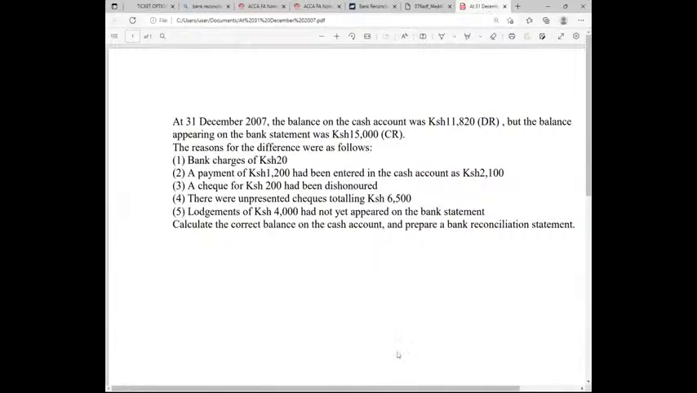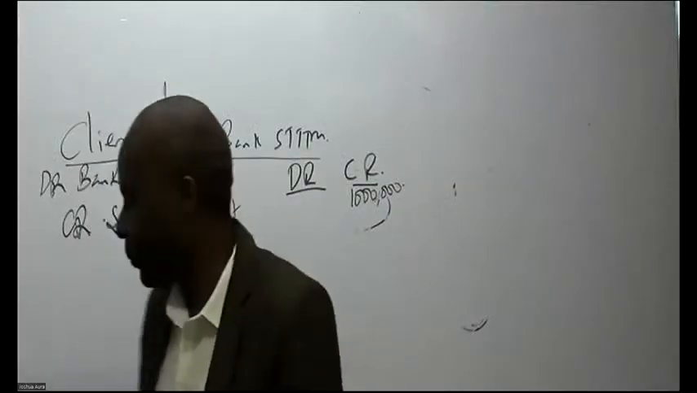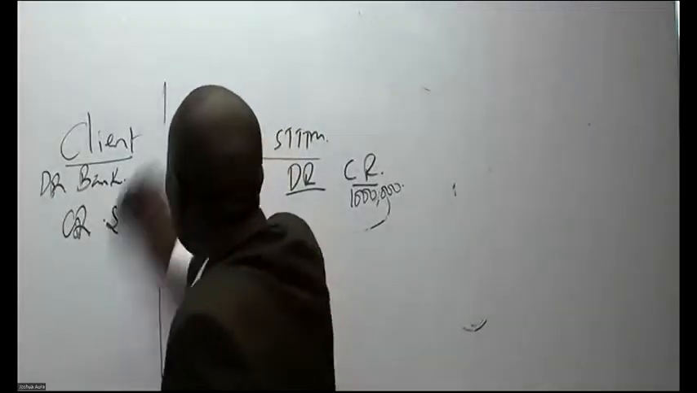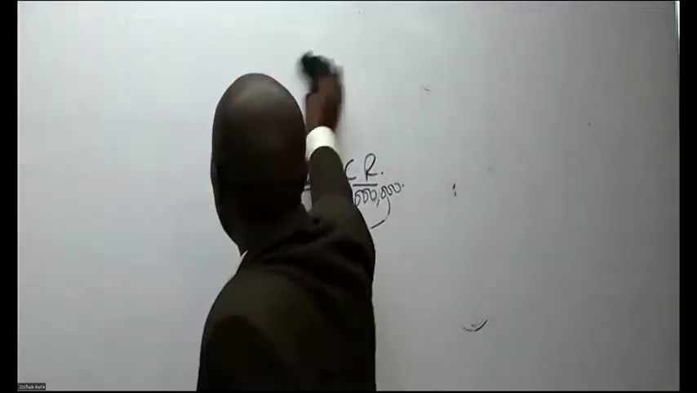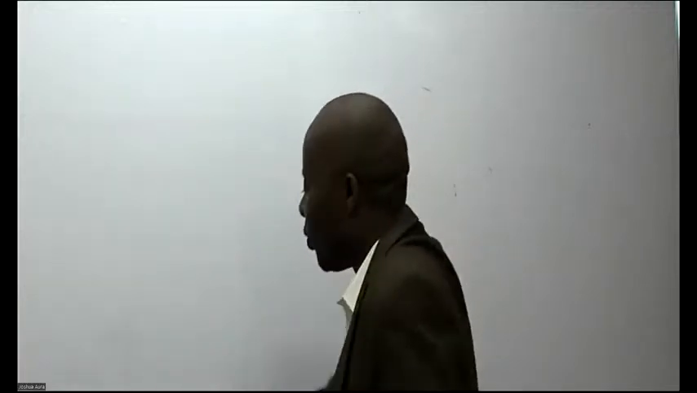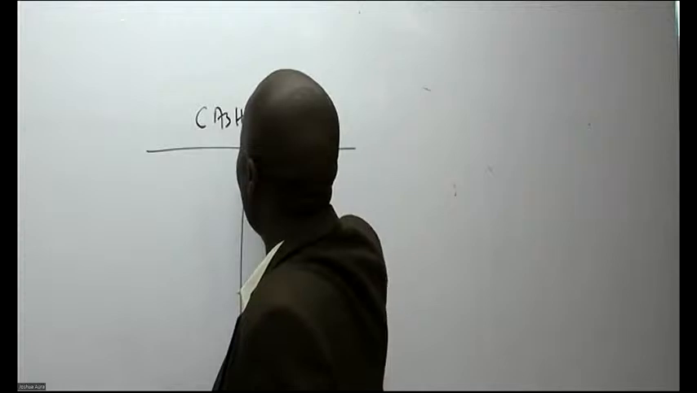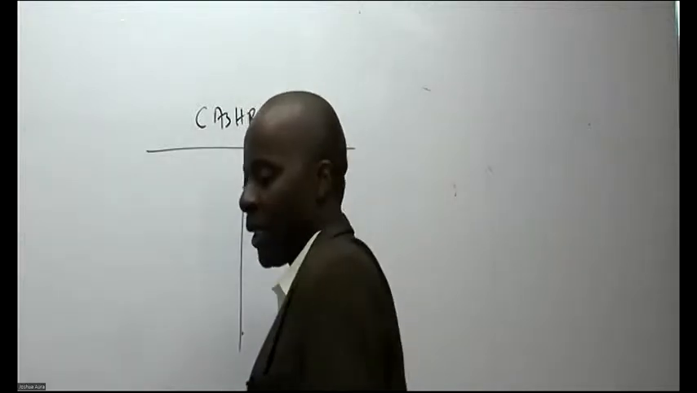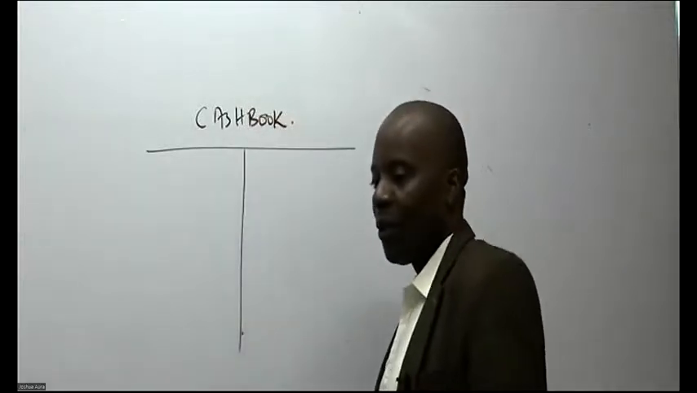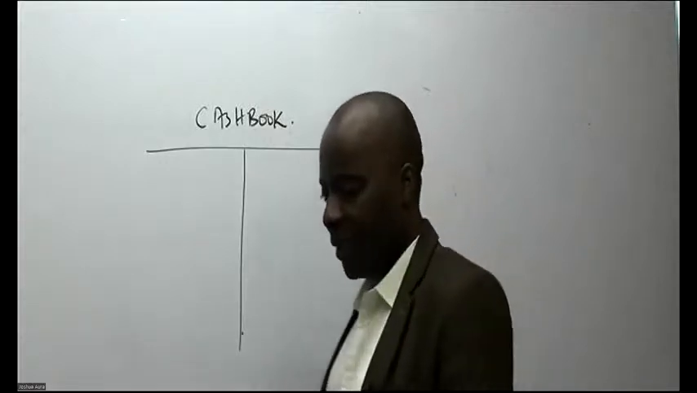Remember how we do it in practice, ladies and gentlemen. This is how we do it in practice. First of all, you start with your cash book. In this case you could decide to pass journals, or if you're doing it manually, always use a T account. So this is the cash book, like that, with debit and credit.